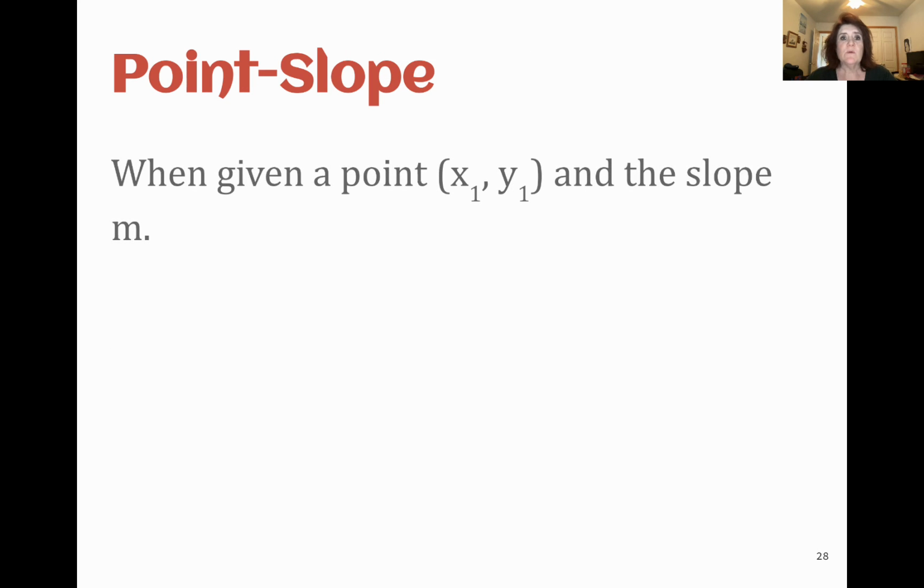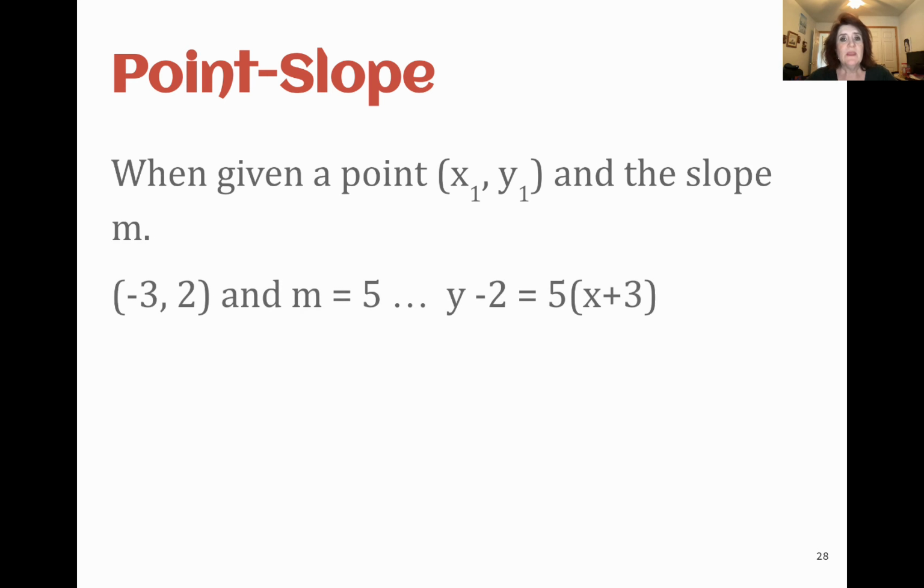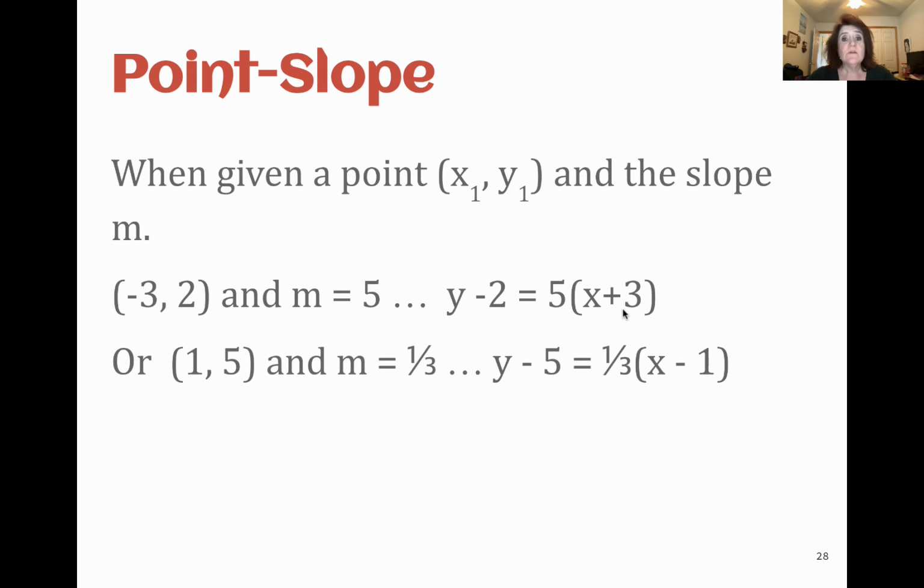In point-slope form, when you're given the point x1, y1 and the slope of m, you can plug those into that equation. So you're given the point negative 3, 2, and the slope of 5. So y minus y1, so y minus 2, is equal to m, which is 5, times x minus x1. Well, minus a negative 3 is really plus 3. Or if you're given the point 1, 5, and the slope 1/3, y minus 5 is equal to 1/3 times x minus 1. Point-slope form.